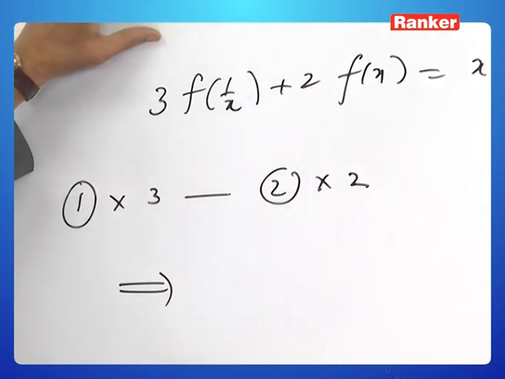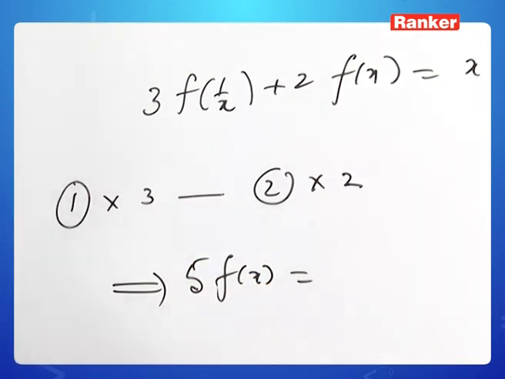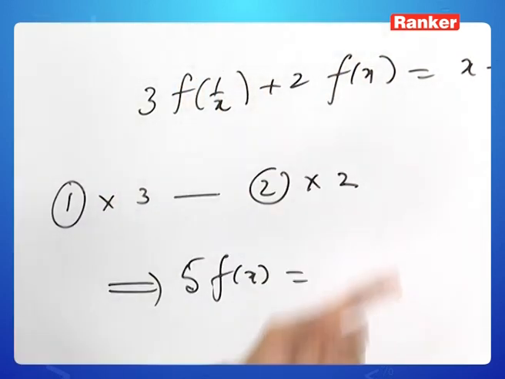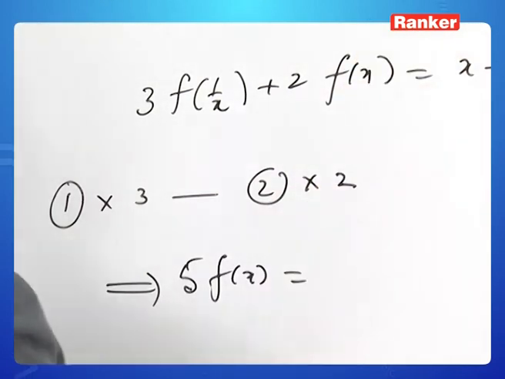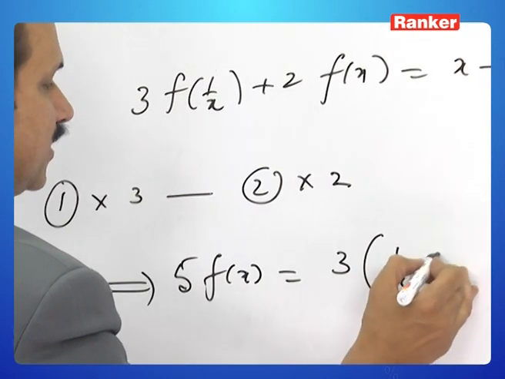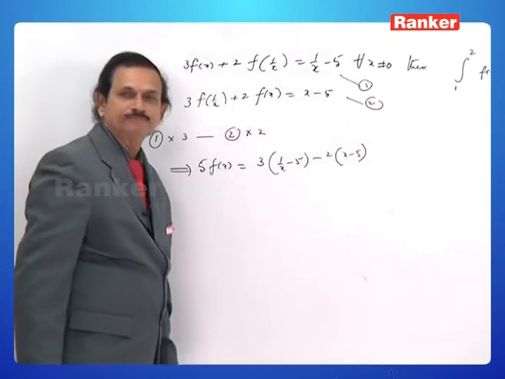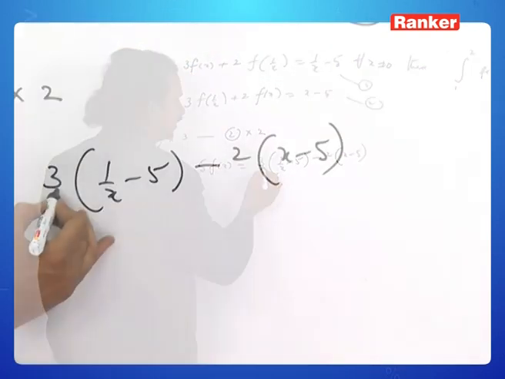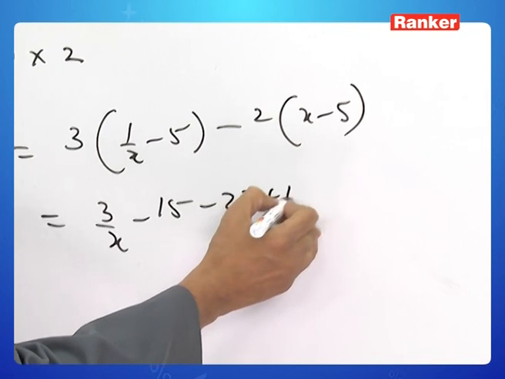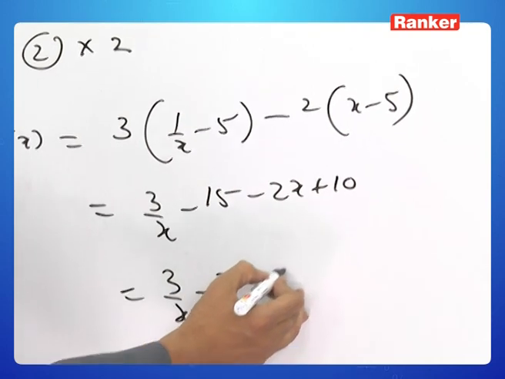3 into 3, 9 f of x minus 4 f of x is 5 into f of x. 6 f of 1 by x minus 6 f of 1 by x, so f of 1 by x will be cancelled. What happens? We are multiplying the first equation with 3. Therefore, 3 into 1 by x minus 5 minus 2 into x minus 5. Total, this is 3 into 1 by x is 3 by x minus 15 minus 2x plus 10. So this is 3 by x minus 2x minus 5.